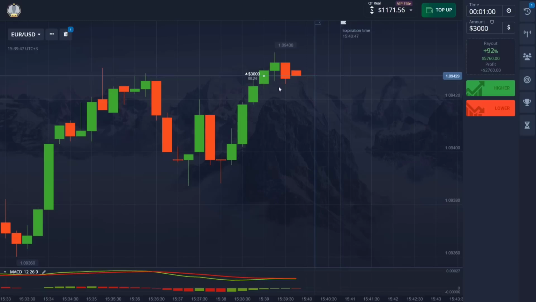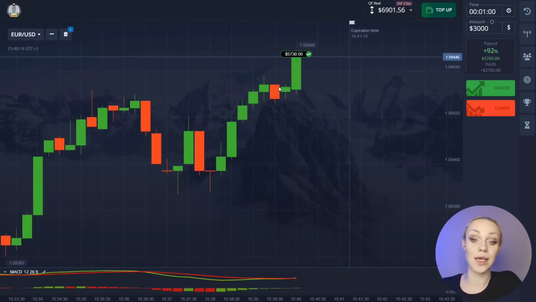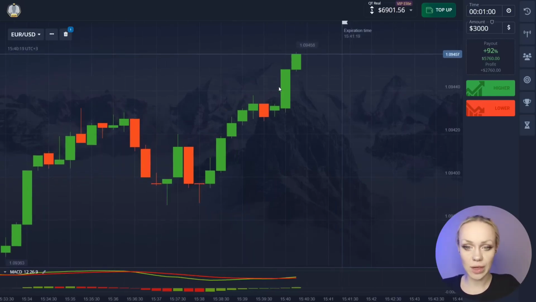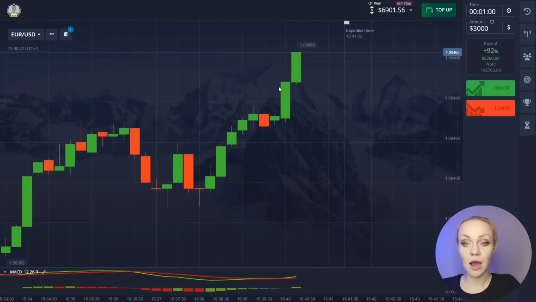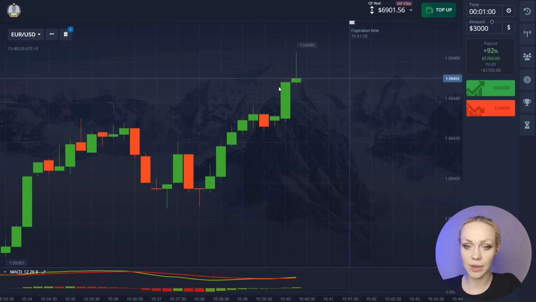The price goes up and our trade closes in plus and we make a profit here. Thus, we already have $7,000 on the deposit. The trading goal is fulfilled for today, so I fix the profit and leave the market.